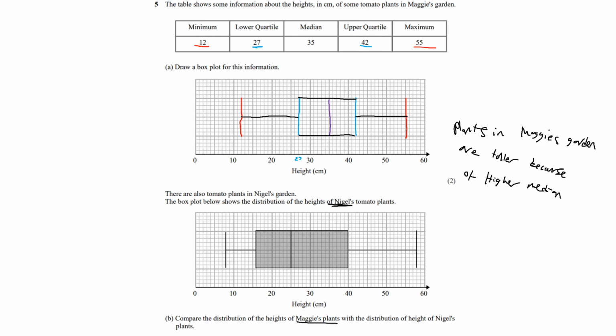However, we can also say that Nigel has the largest plant out of the two. Why? Because the maximum here is 55, whereas here it's 58. Yeah? So all we're doing is we're comparing the averages, or more specifically, the median.